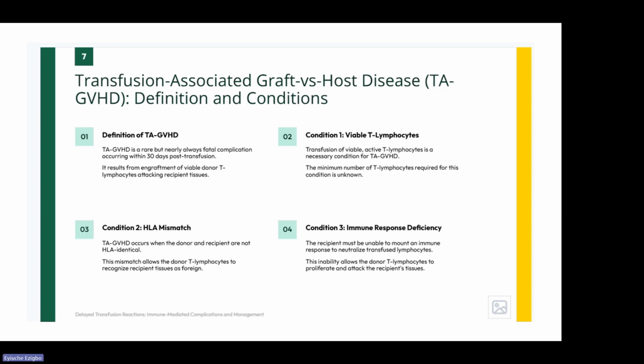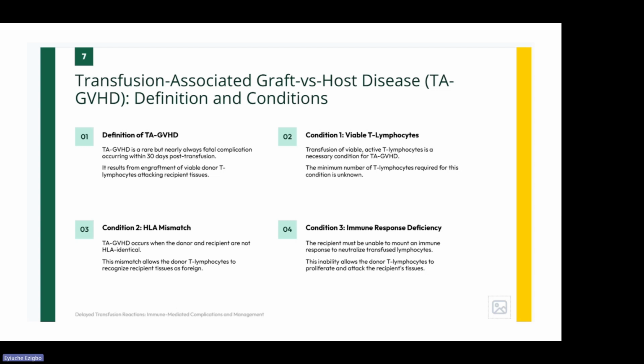So, transfusion-associated graft versus host disease. This is a rare but nearly always fatal complication occurring within 30 days after transfusion. It results from engraftment of viable donor T lymphocytes attacking recipient tissue. In graft versus host disease, the implicated antigens are the white cell antigens.